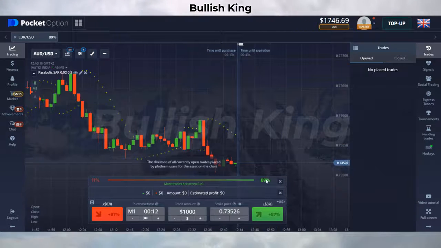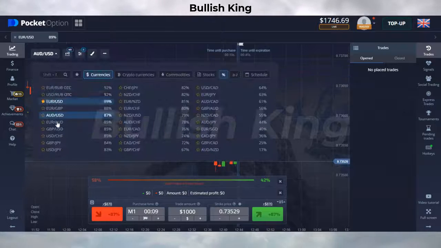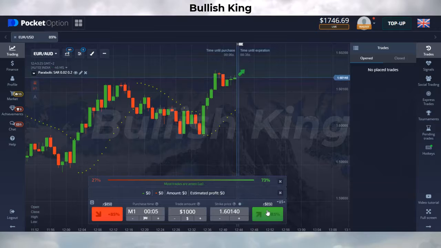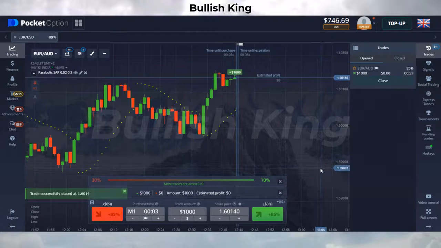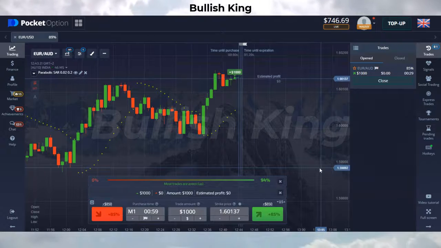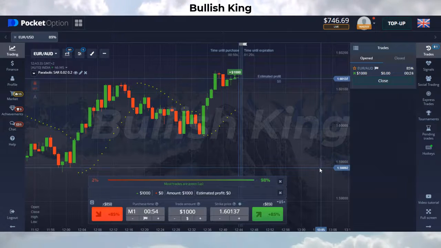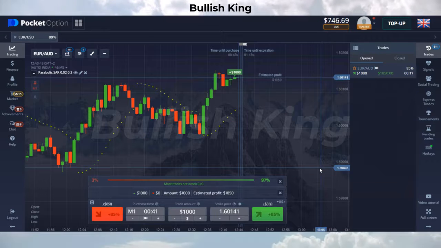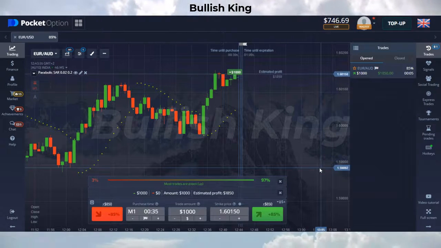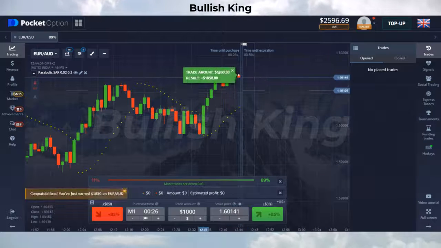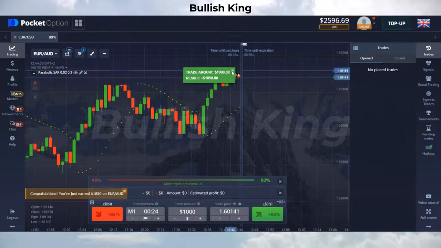We open EUR/AUD asset. At this point, you will see that trader sentiment is above 50% up and the Parabolic SAR indicator shows uptrend too. So here we place a buy trade. We won this last trade too.